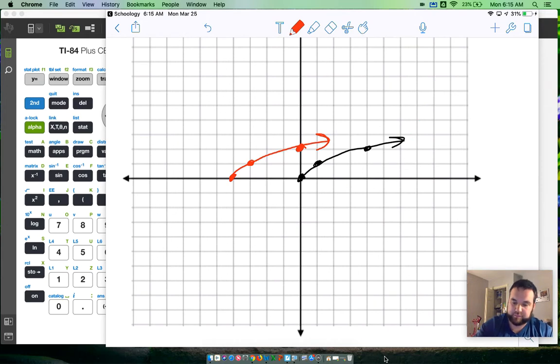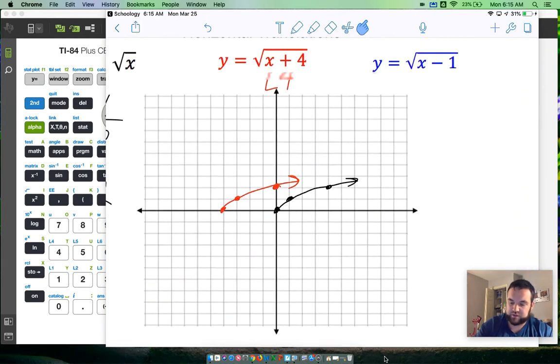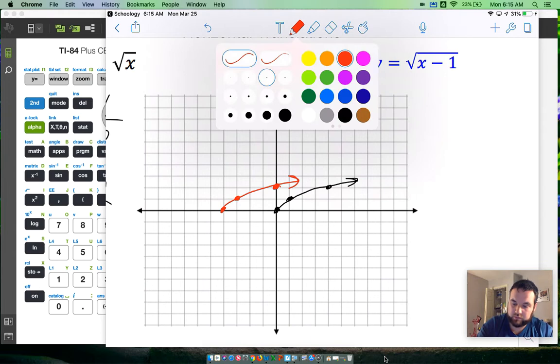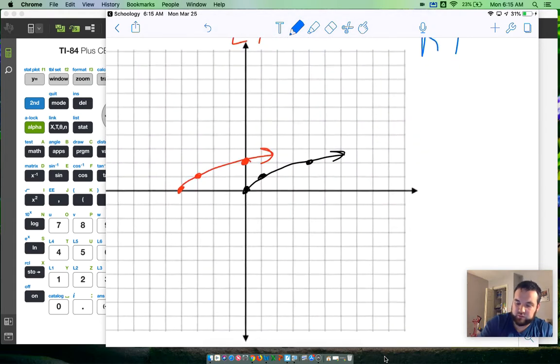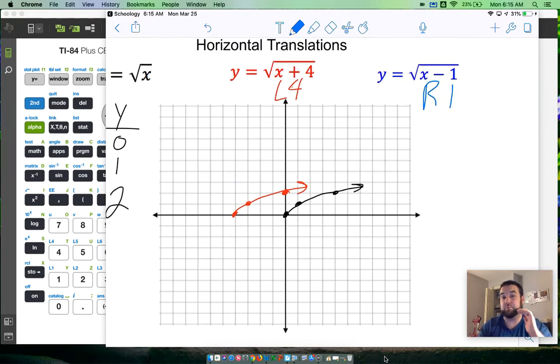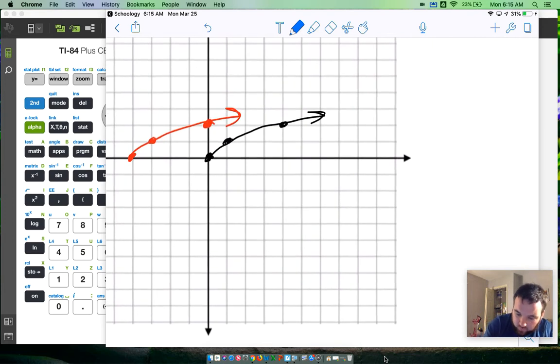And then on the flip side of that, if I were to do the square root of x minus 1, and the minus 1 is underneath the radical, that means I'm moving to the right 1 unit, again, from the parent function. So from the black, I'm going to move to the right 1 unit for each of these. So I now have these coordinates.